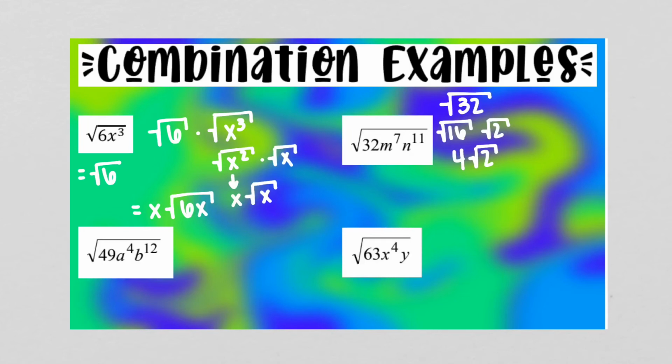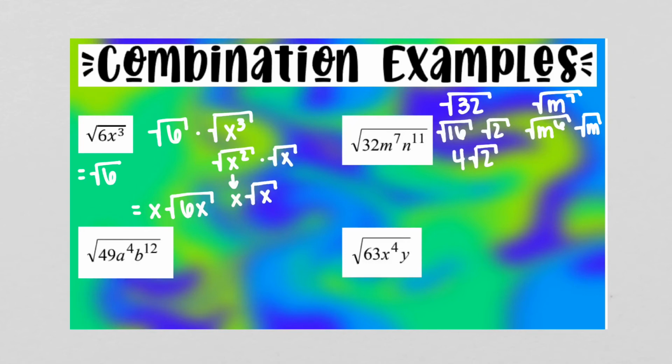Now the next part we're going to take care of is the square root of m to the 7th. I'm going to break it down into the square root of m to the 6th and then the square root of m. Remember, when you have an even number underneath the square root sign, to find the square root of it, all you do is divide by 2.